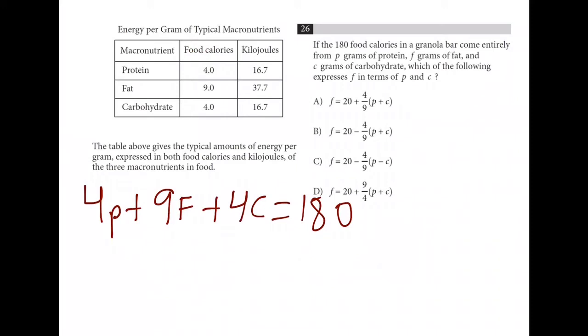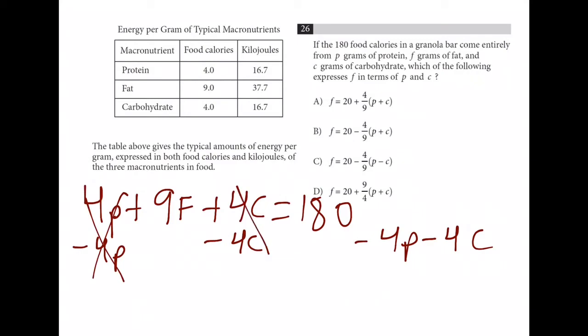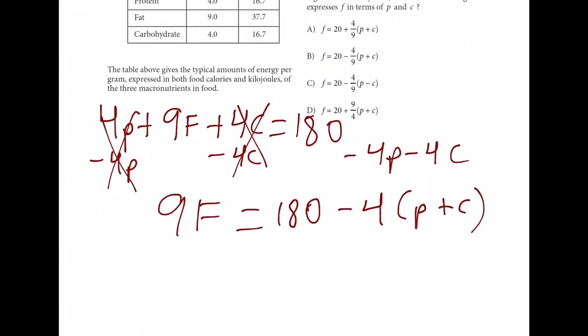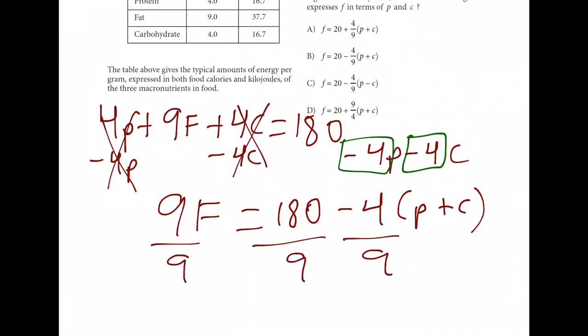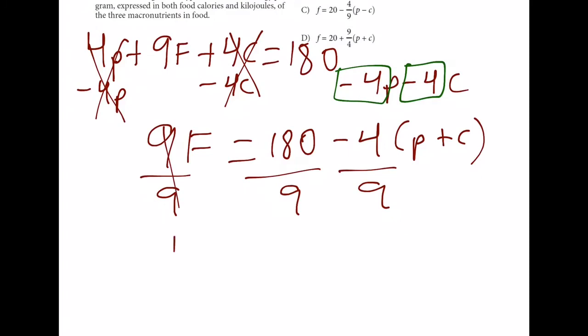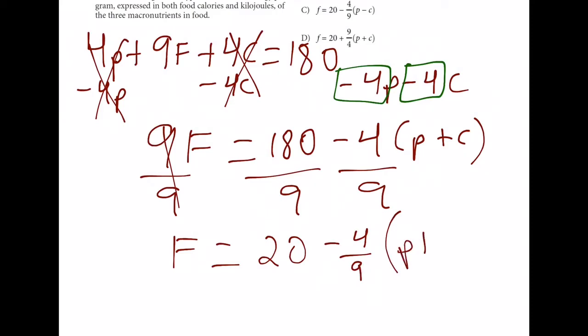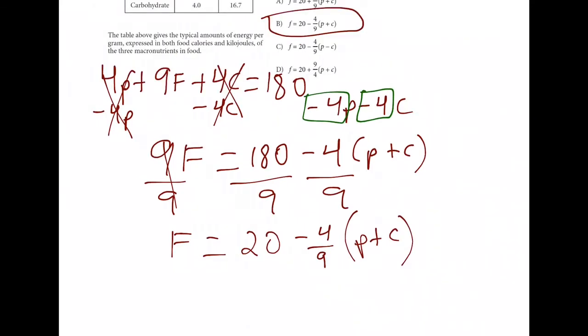I want to set up my equation so that F is all by itself. So I'm going to subtract the protein and the carbohydrates from the left side. And when I combine terms on the right, you may notice that P and C have a common factor. A negative 4 is applied to both. So we will take that negative 4 outside of the parentheses and leave P plus C inside. This still distributes the negative to both terms. The last step is to divide all terms by 9. This leaves us with F is equal to 20 minus 4/9 times P plus C, which was choice B.